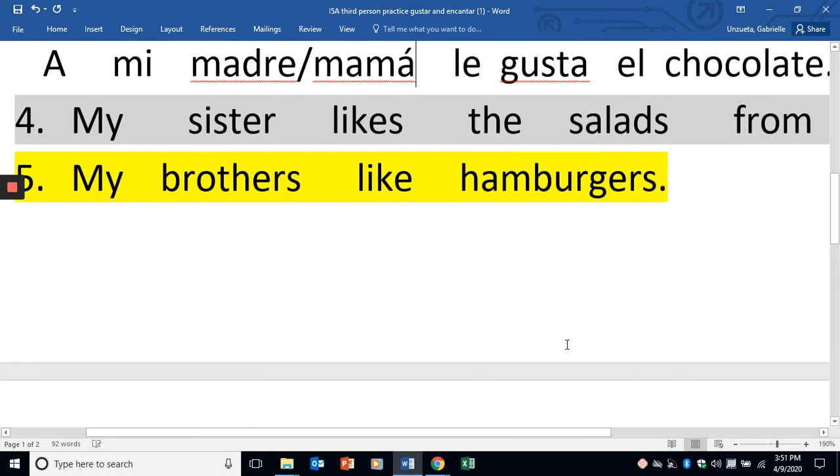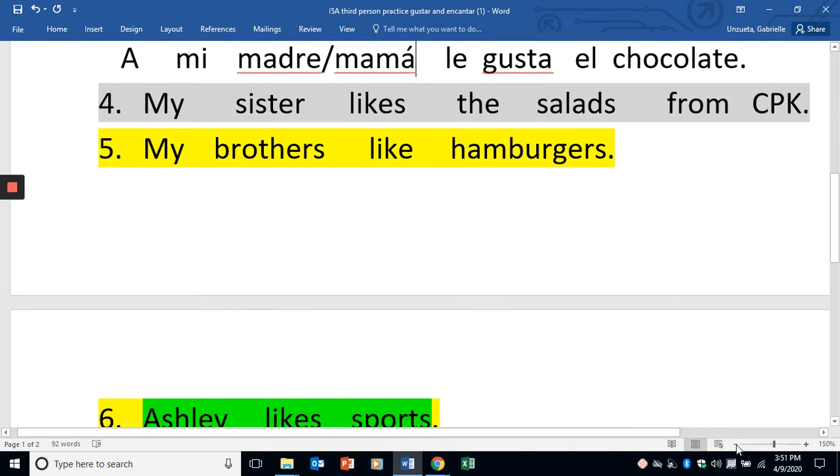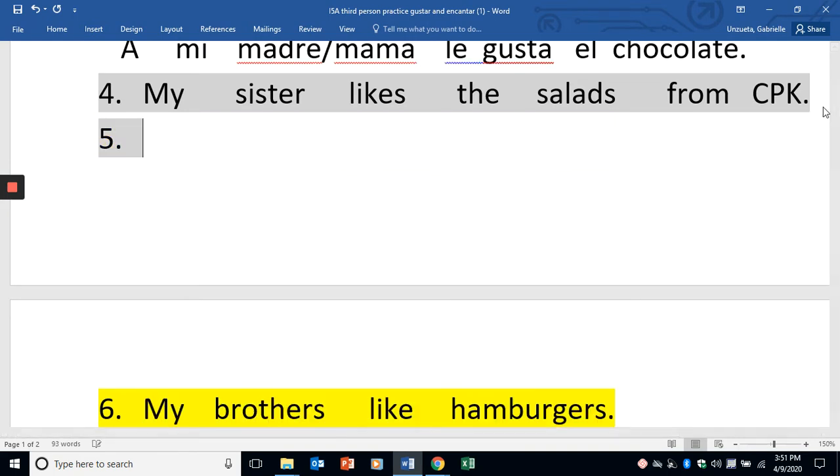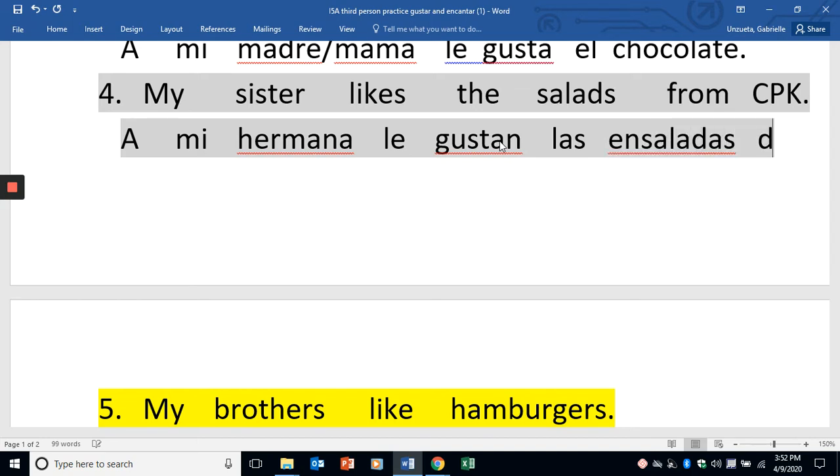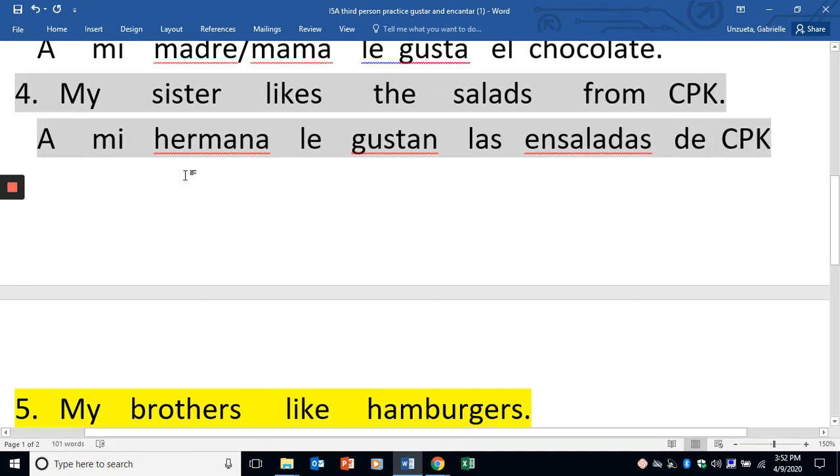My sister likes the salads from CPK. Okay, so we're going to start with personal a, me. Do you remember hermana, like the air we breathe? She's just one girl, so le gusta, gustan. What do you think, stallions? I agree with you. Estoy de acuerdo. Gustan would be the right answer. Las ensaladas de CPK, right? A mi hermana le gustan las ensaladas de CPK. I've got my plural salads going on, so I've got my plural verb.